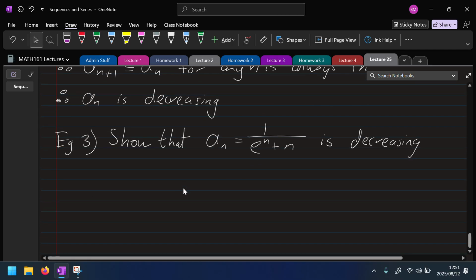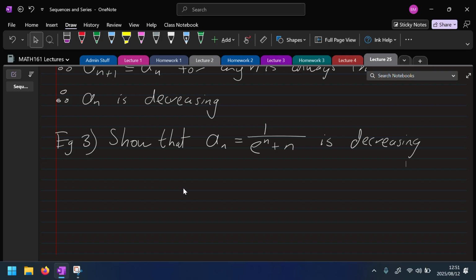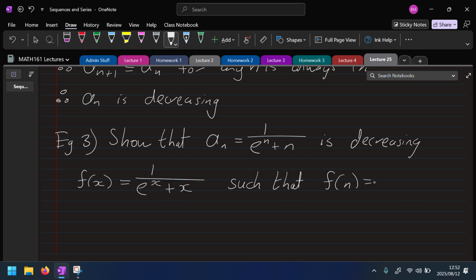Okay, so what we do is we come up with a function f(x). So we've got the sequence. We're going to come up with the function f(x). So f(x) is equal to 1 over e^x plus x. Okay, so why does it look like this? Well, if I replace x with n, I get back my original sequence. Okay. So we come up with this function f(x), such that if we replace x with n, we get back to what we started with.